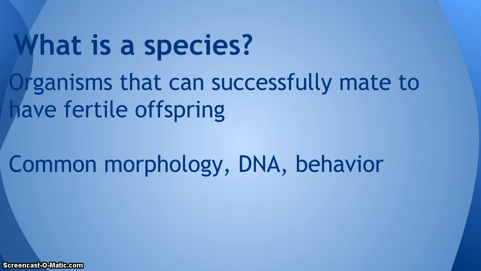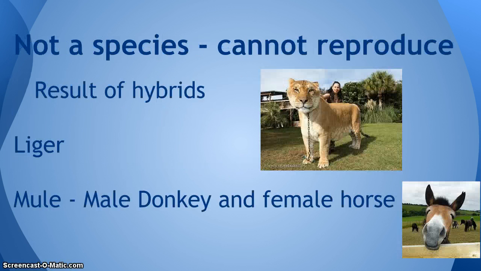The definition is that it's organisms that can successfully mate to have fertile offspring. The key point here is fertile, meaning that they can have more offspring, so it can have grandchildren, and that's important. The other key thing we want to note is common morphology, meaning they look the same, common DNA, and common behavior, meaning they act the same. Examples of this would be things like 4 legs, common proteins, similar mating calls, and things like such.